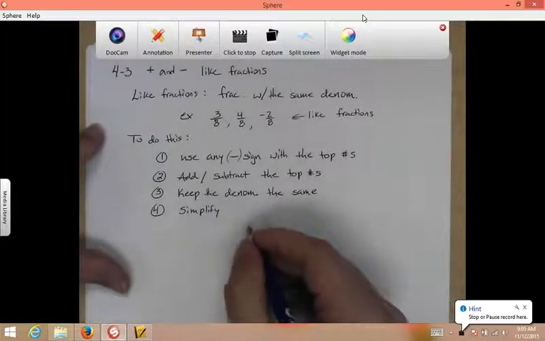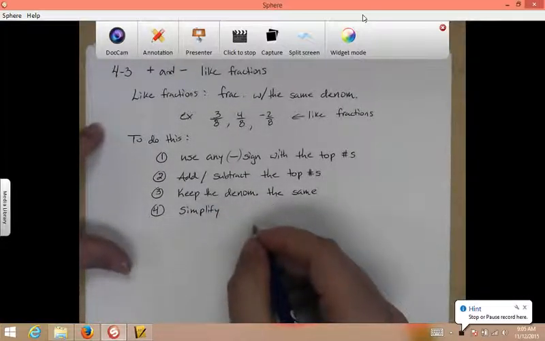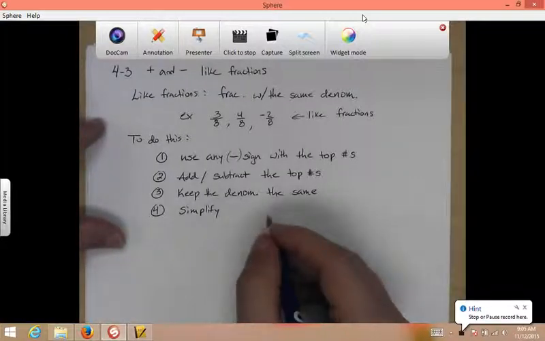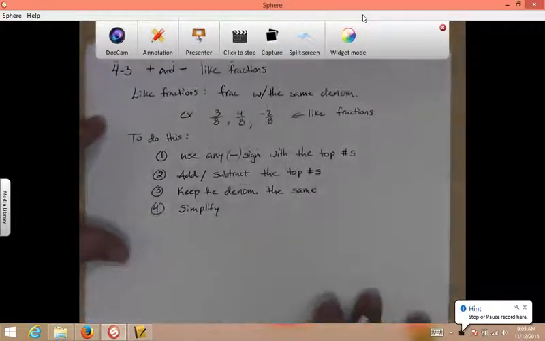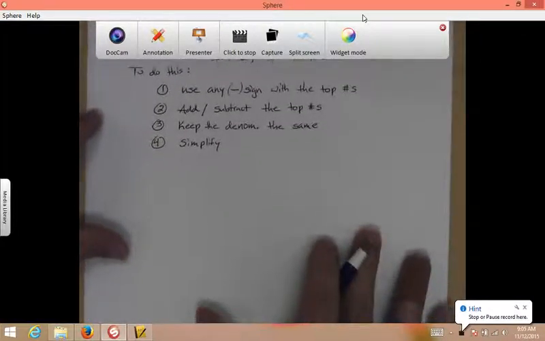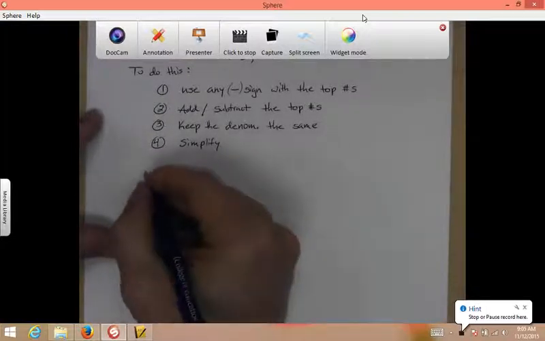Sometimes you'll be able to reduce the fraction. Sometimes you end up with an improper fraction. You got to turn it back into a mixed number. It looks like a lot of rules. It's really not bad. We're going to start out with some examples with addition problems, and we'll just increase the complexity as we go along.